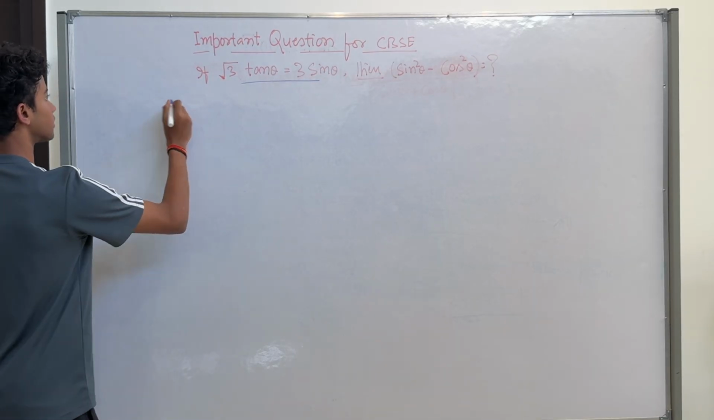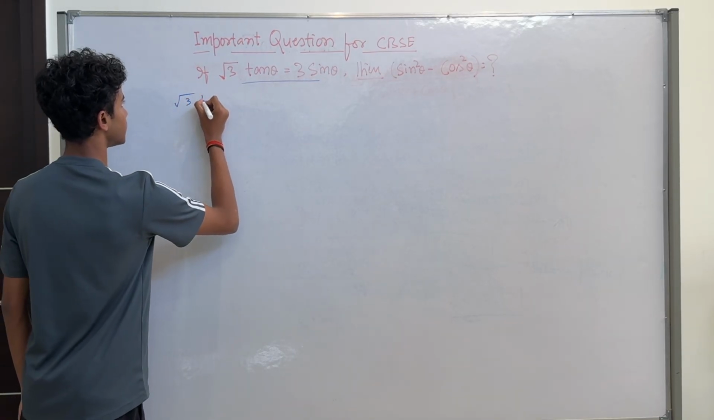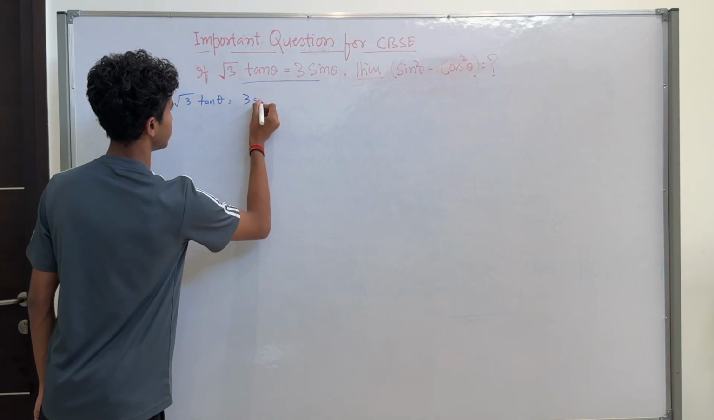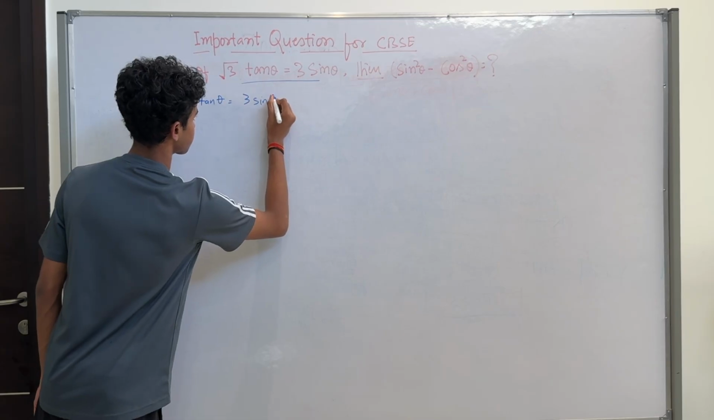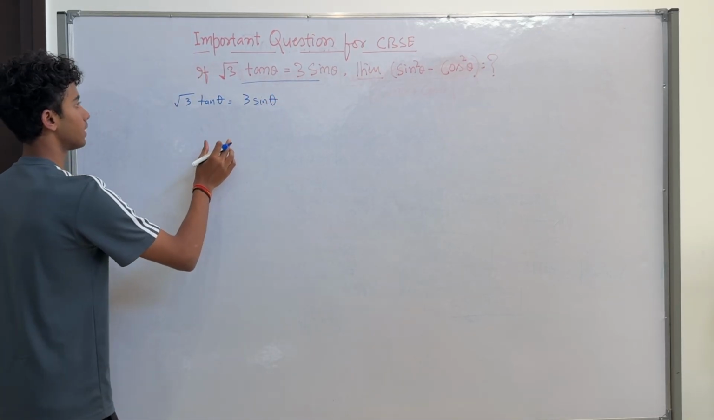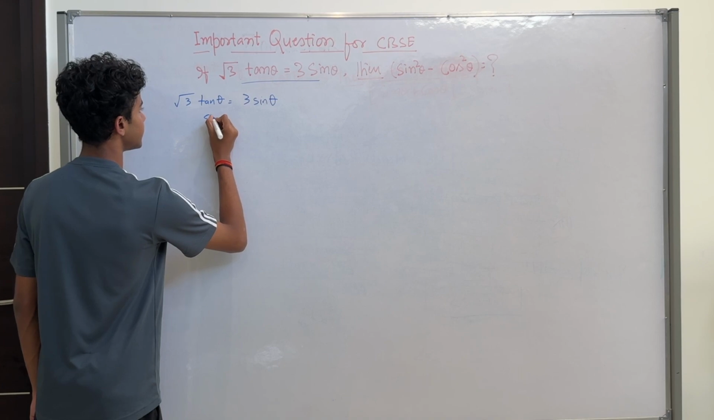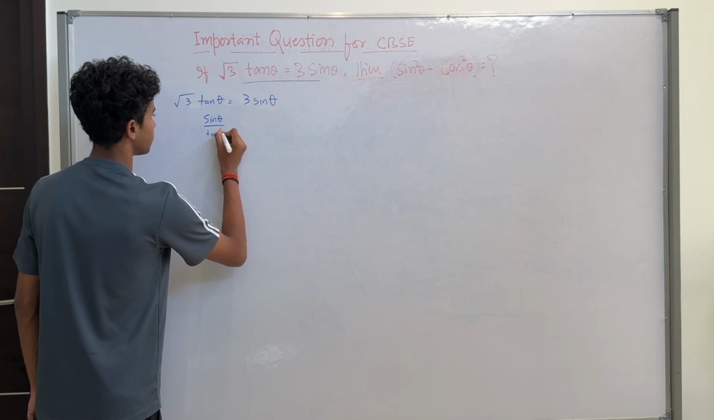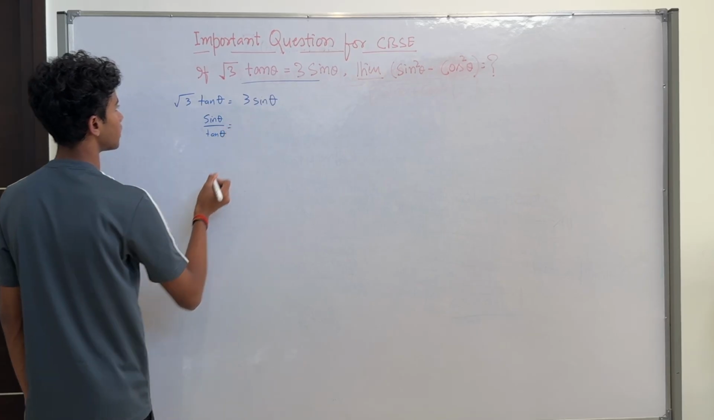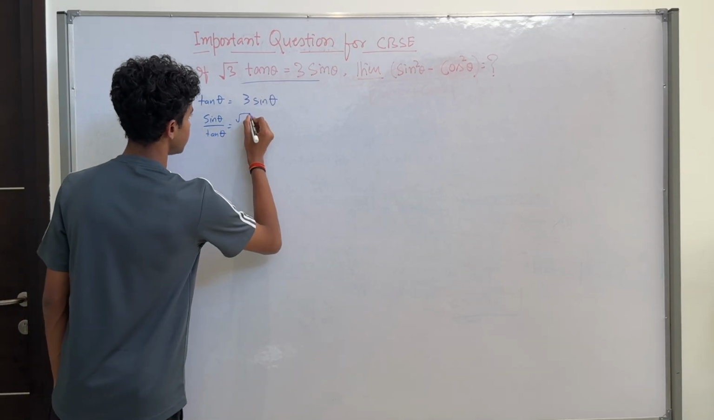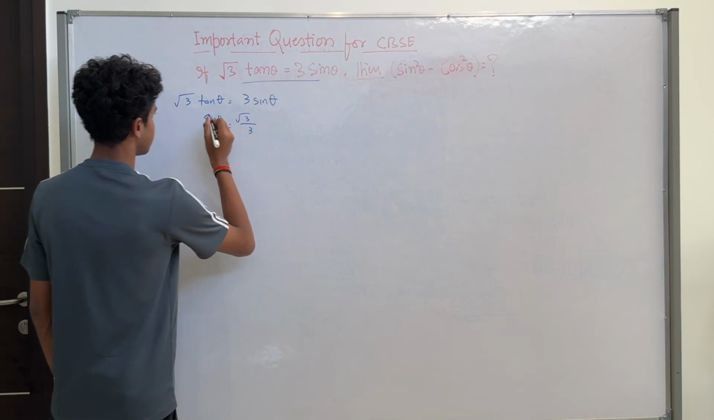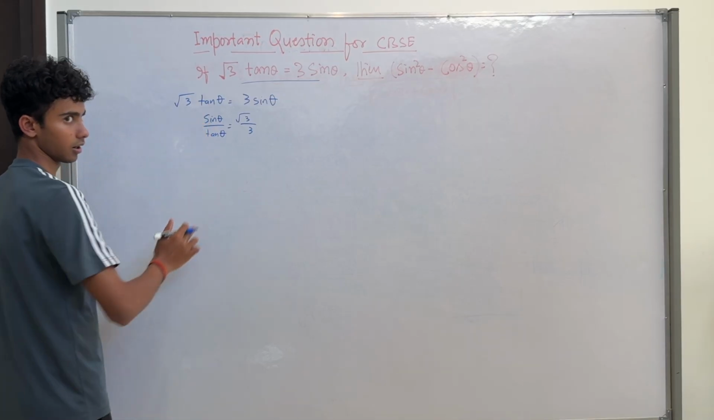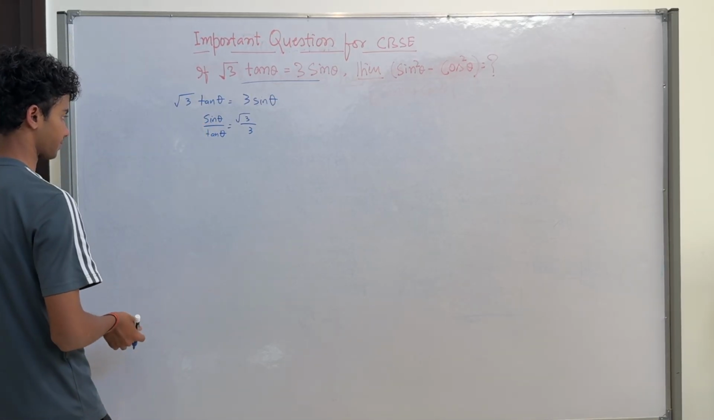It is root 3 tan theta equals 3 sin theta. Okay, let's write sin theta by tan theta, which will be root 3 by 3. We can derive it from this because tan theta will come here, this 3 will go there. Alright, basic rules of transposition.